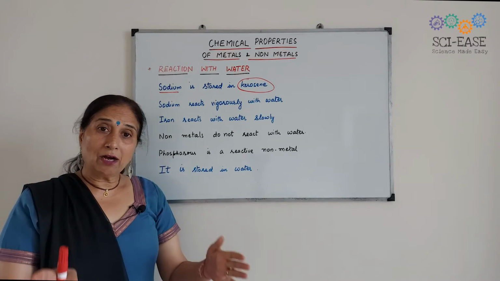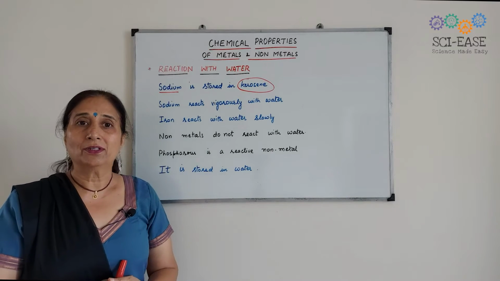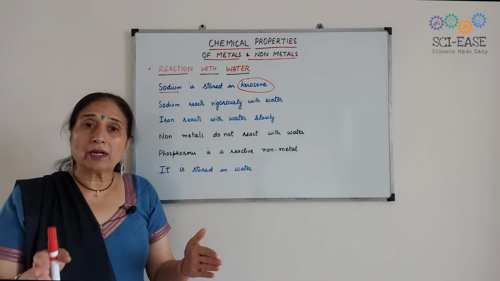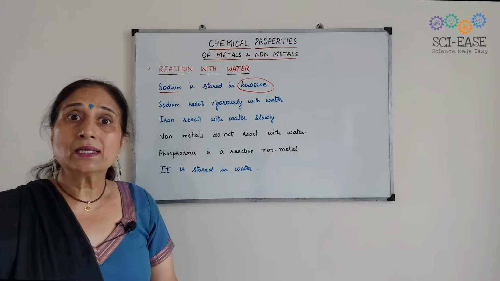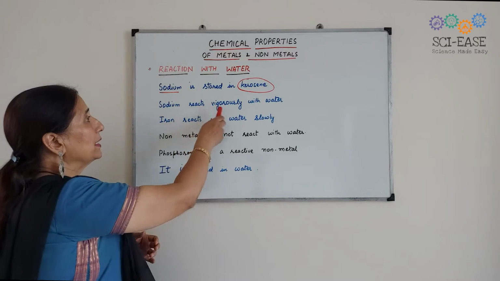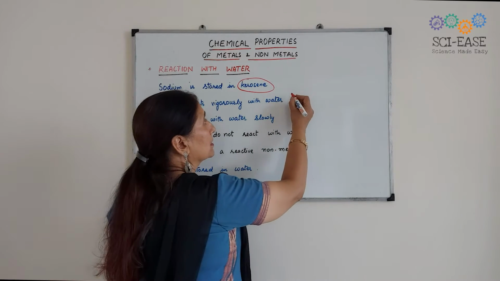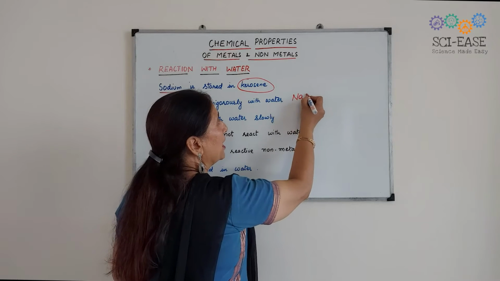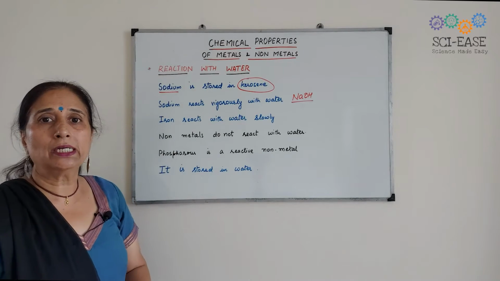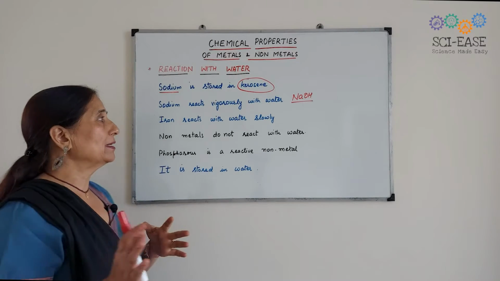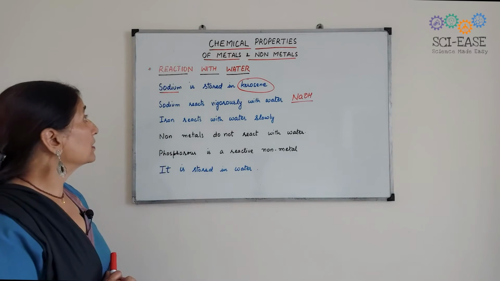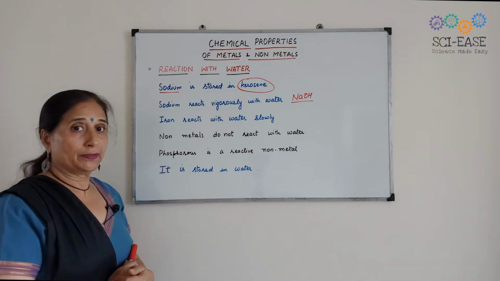Then after some time you touch the beaker. What will you observe? That the beaker is very hot. This means a lot of heat is evolved when sodium reacts with water. What will be the result? Sodium hydroxide, NaOH, will be formed, plus a lot of heat is evolved. That is, the reaction is exothermic. So this is the reaction of sodium with water.